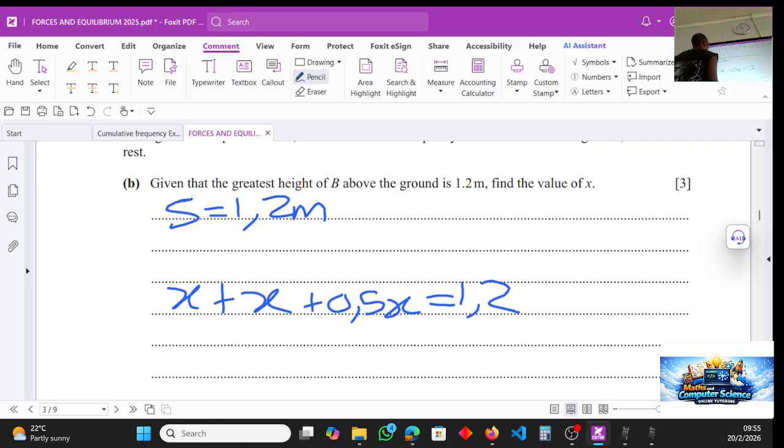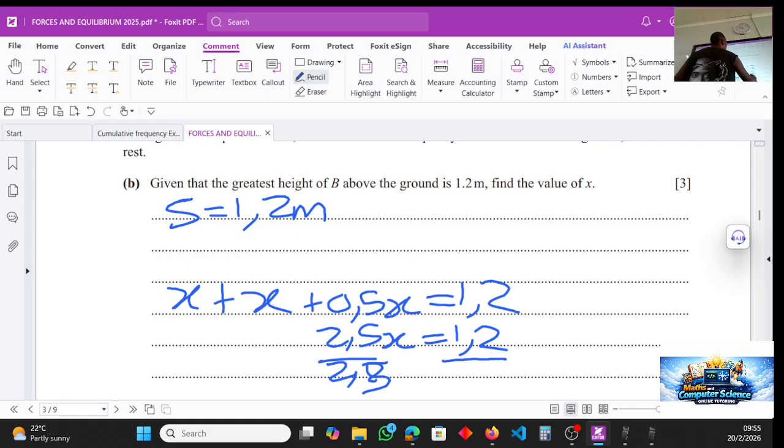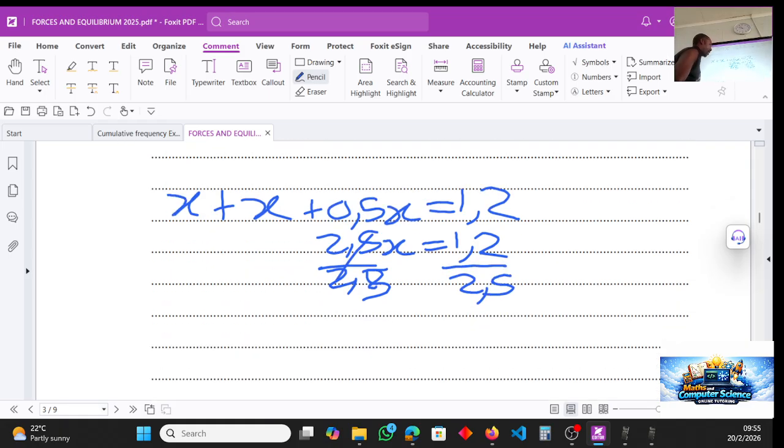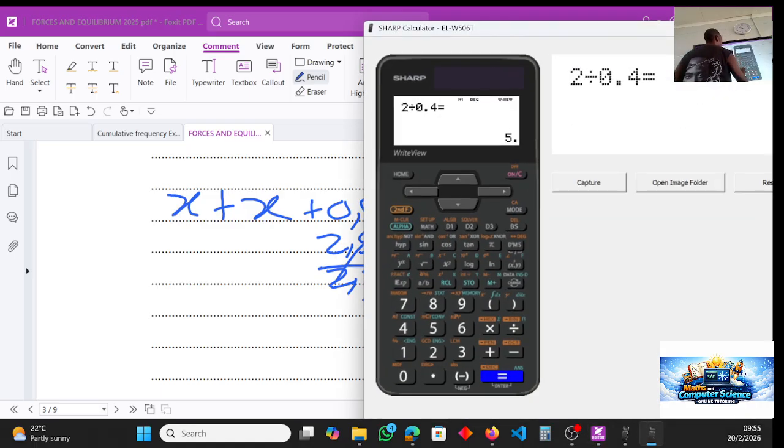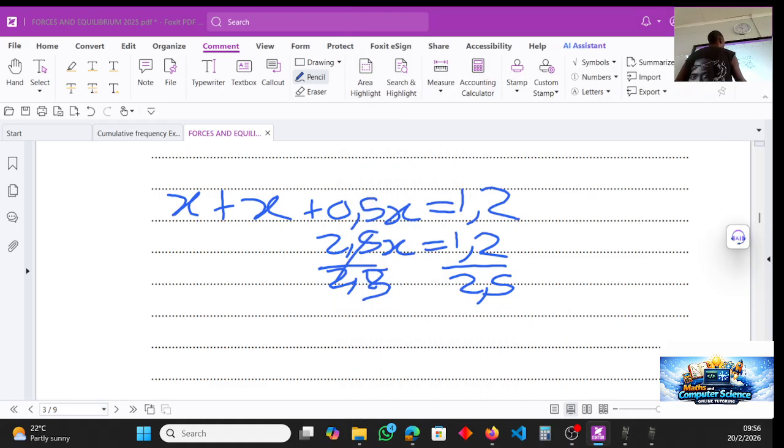So I want to find x. When I sum the left side, it will give me 2.5x equal to 1.2. When I divide both sides by 2.5, the result that I'll get is my x. Let me bring my calculator to say 1.2 divided by 2.5. Let me turn it to a decimal. It's going to be 0.48. So x is actually 0.48 meters.